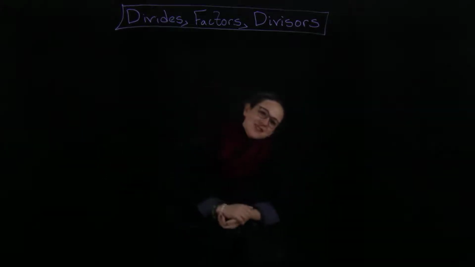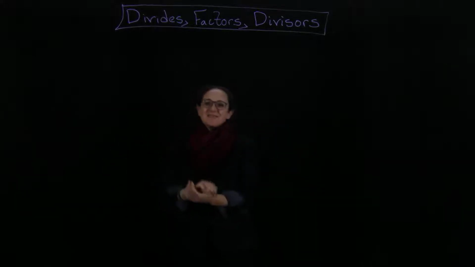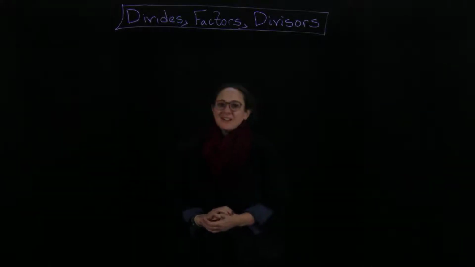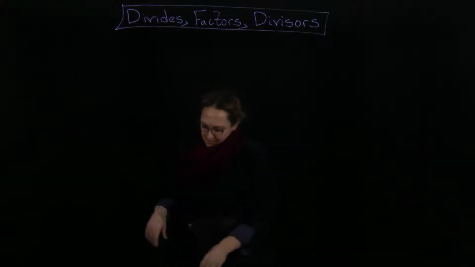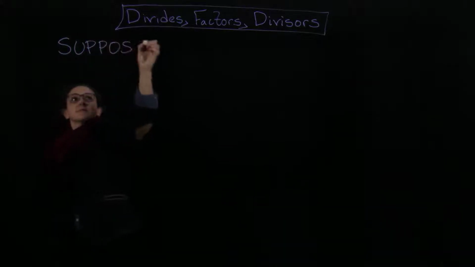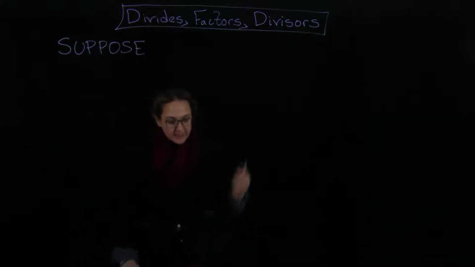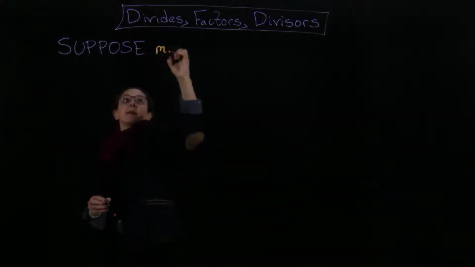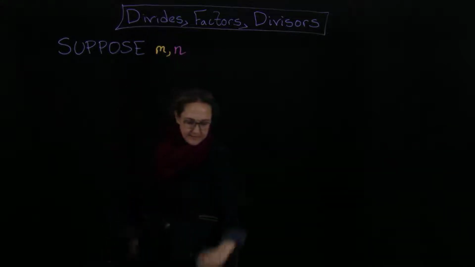Welcome. In this lecture, we're going to go through something that's going to be very important in many things that we're going to do. So we're going to have to establish this definition. We'll talk about it a little bit. So we're going to start out by supposing that we have these two integers. So we have that m and n are going to be integers, contained in the integers.